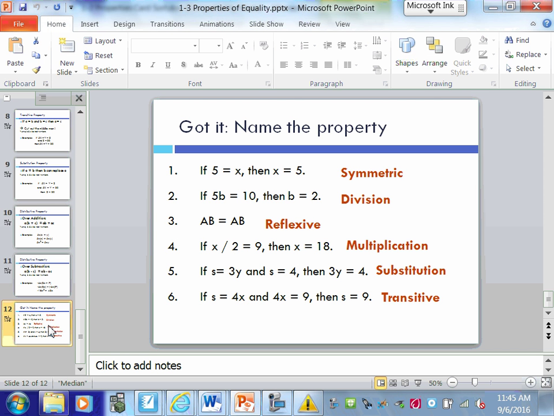Questions, comments, concerns? Good? Okay, so all the properties, the words. Find a way to get it straight in your head for that quiz tomorrow, okay? Because tomorrow is just a bunch of examples. And what property is it?